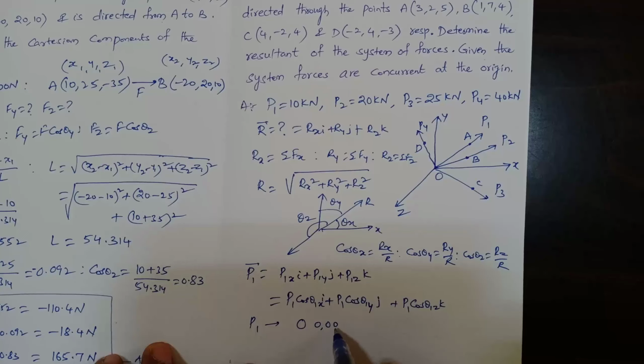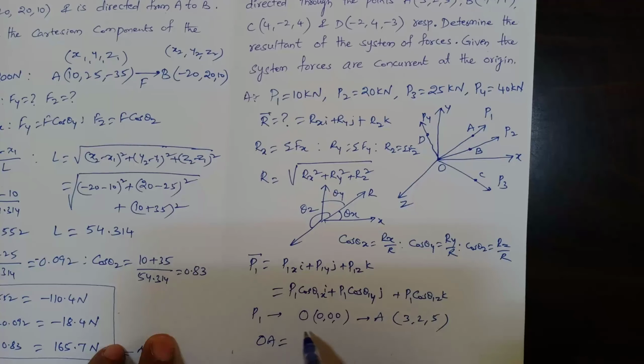O, that is origin (0, 0, 0), to point A, that is (3, 2, 5). If two points are given on the line of action of the force, we can find the direction cosines. So let us find them now. First, OA is equal to the distance between points O and A, that is equal to the square root of (3 minus 0) squared, (2 minus 0) squared, (5 minus 0) squared.